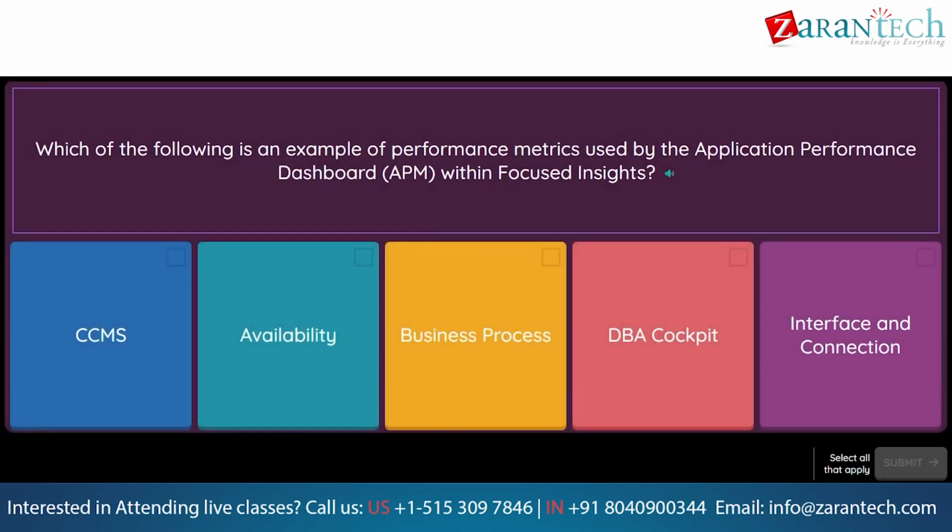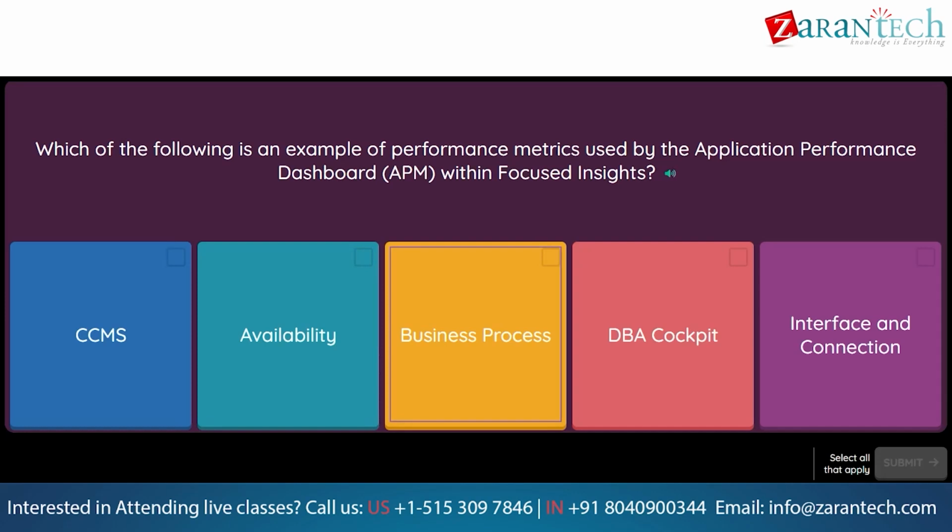Question: which of the following is an example of performance metrics used by the Application Performance Dashboard, APM, within Focused Insights? Option 1, CCMS. Option 2, availability. Option 3, business process. Option 4, DBA cockpit. Option 5, interface and connection.